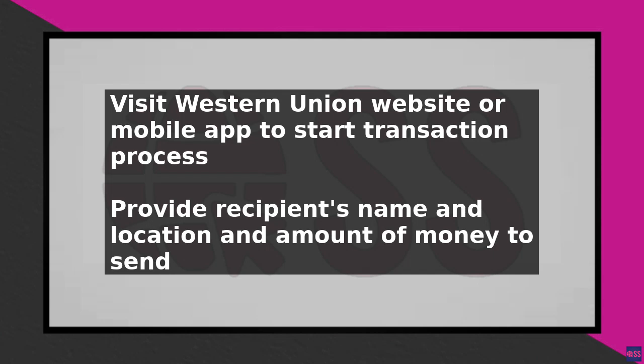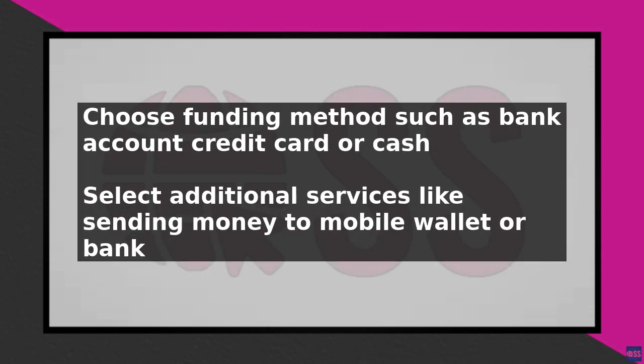the services offered. Some locations may also offer additional services such as sending money to a mobile wallet or bank account. Next, provide the required information about the recipient, including their full name and address. You will also need to provide your own identification information, such as your name, address, and government-issued ID number.